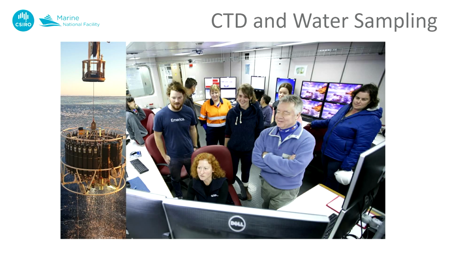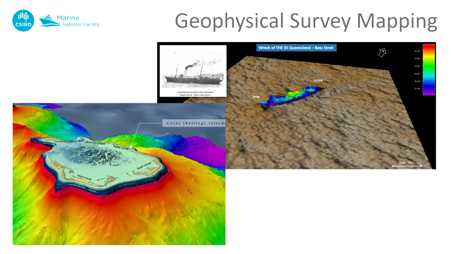So the first one is CTD and water sampling. On the way down, we get oceanography, and on the way up, we get water samples. These are then analysed by our hydrochemists, and there's just a picture of the ops room and what that looks like. It can get very full of scientists when they get excited.